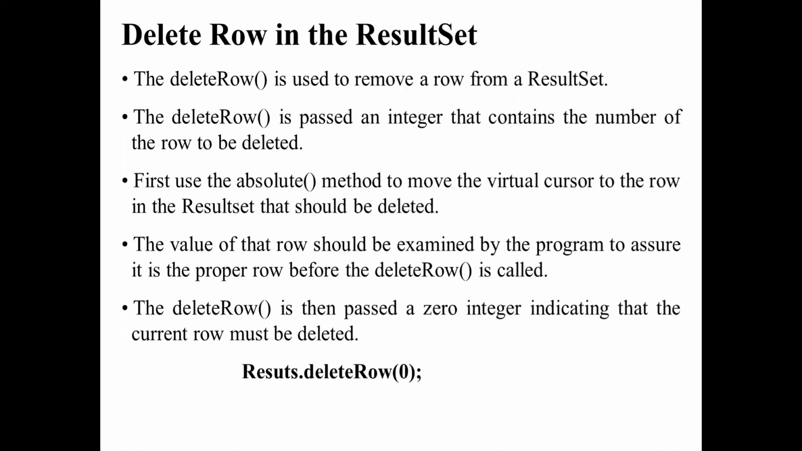So how is the row deleted by using the zero integer value? It is result.deleteRow(0). This is how we use deleteRow in the result set. It means that we can remove the row from the result set by using an integer value, and that integer value must be 0. An integer value of 0 indicates that the current row must be deleted. We use it as result.deleteRow(0). So this is how we use deleteRow in the result set.